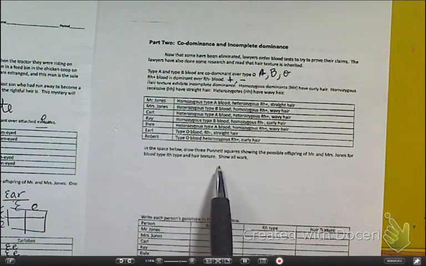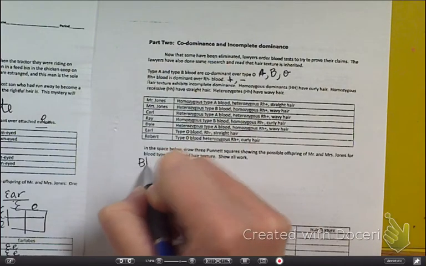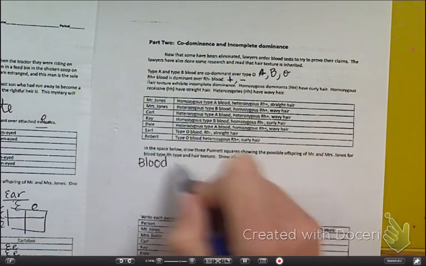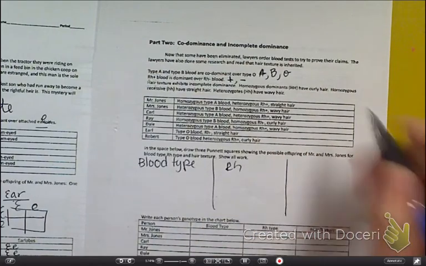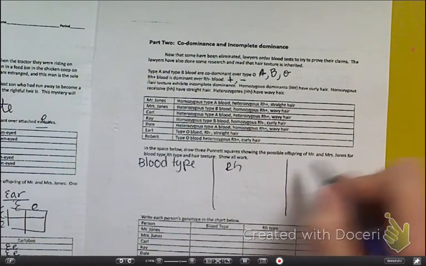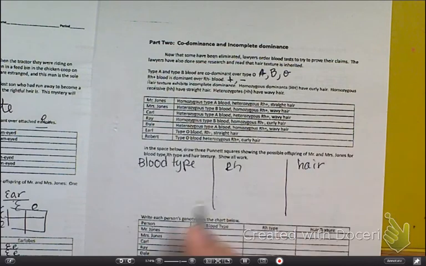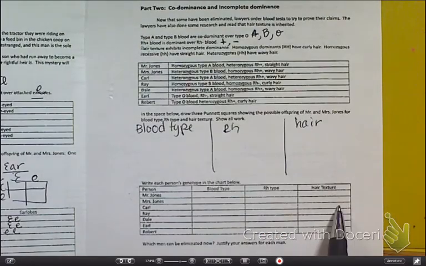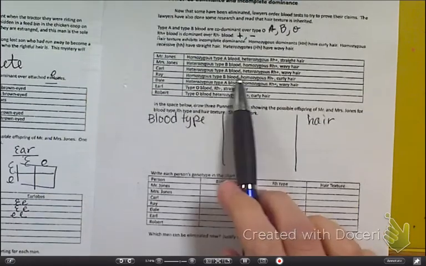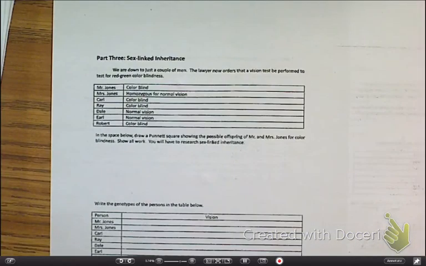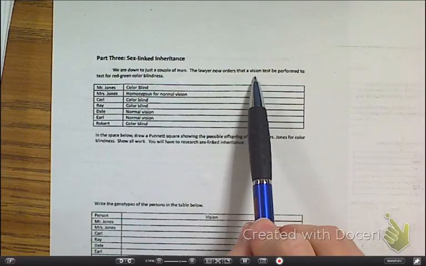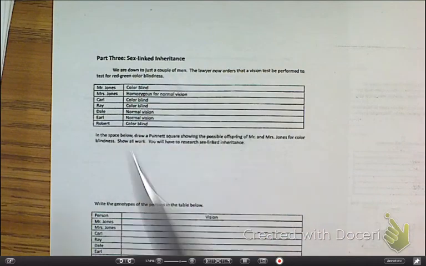You're going to do the same thing here that you did on the first section, so you probably want to separate all of your stuff by blood type, RH factor, and then by hair texture, and then you can do your Punnett squares, figure out the genotypes that each of these people do have, and figure out who can be eliminated. And then the same thing on the back side, except now they're doing vision tests for sex-linked color blindness.